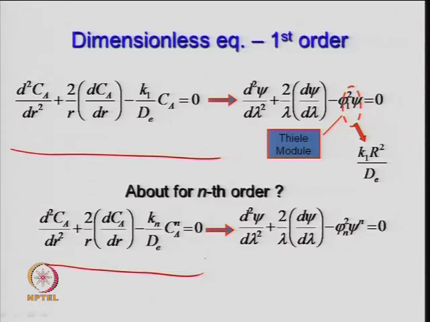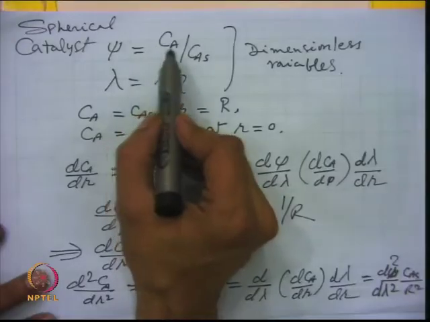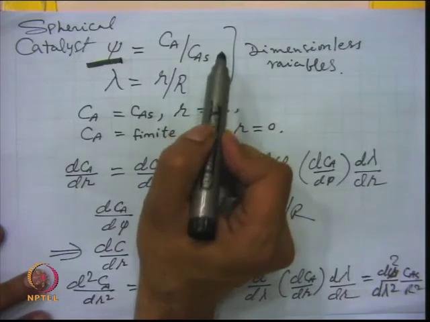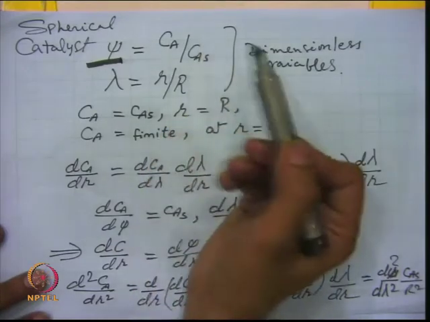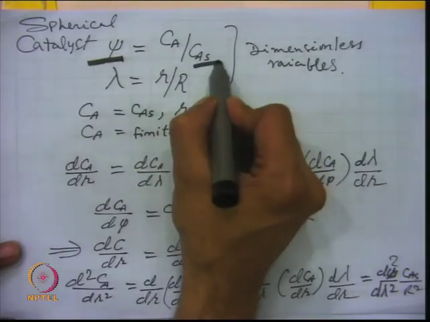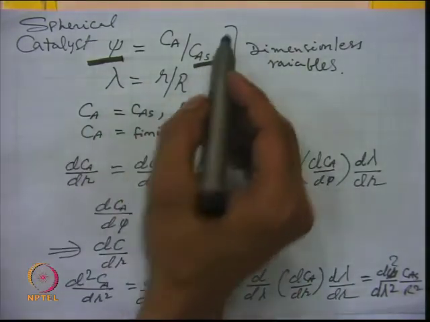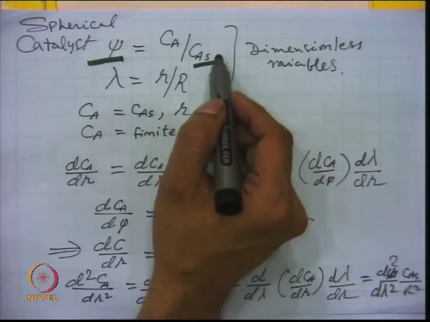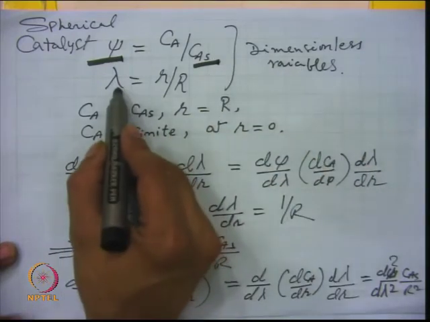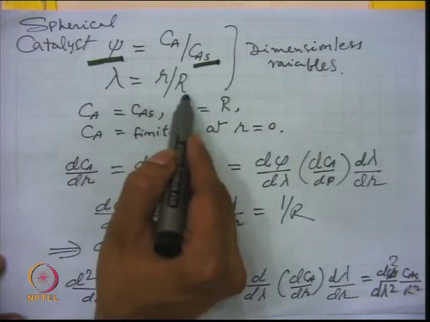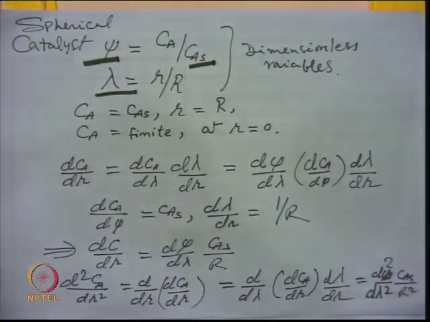So, we discussed some dimensionless parameters, and that was defined like this, what we discussed last time. So, quickly I will go through that. We defined a dimensionless concentration, psi, which is defined as C_A by C_AS, that is the concentration of the reactant species at any point inside the shell, and C_AS is the concentration at the surface of the catalyst. So, when you say r is equal to capital R, C_A is equal to C_AS, the concentration at the surface of the catalyst. Lambda is a dimensionless radius, which was defined as the radius at any point divided by the total radius of the pellet. So, that was the lambda.